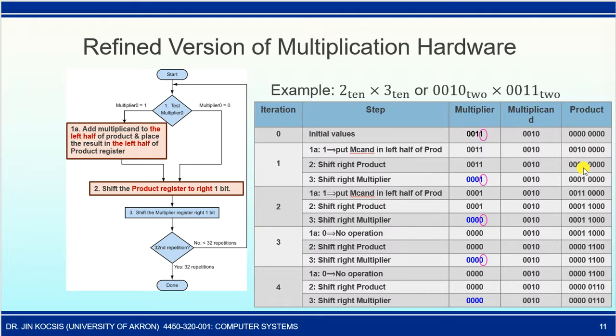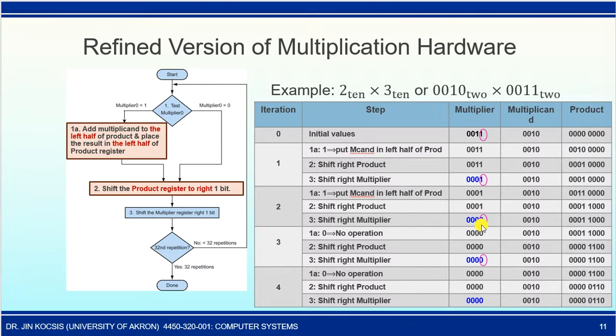Then I will shift my product to the right by 1 bit. You can see here, shift right by 1 bit, and shift the multiplier to the right by 1 bit. After that, I finish my first iteration. Similarly, I continue to check whether the least significant bit of my multiplier is 0 or 1. Here it is 1. Therefore, I will add my multiplicand to the left half of the product, shift my product to the right by 1 bit, and shift my multiplier to the right by 1 bit. Then the second iteration is finished.